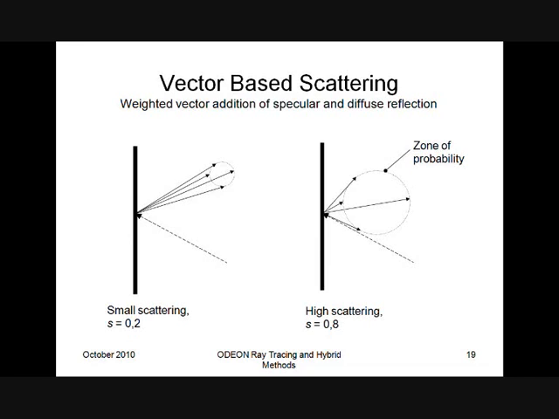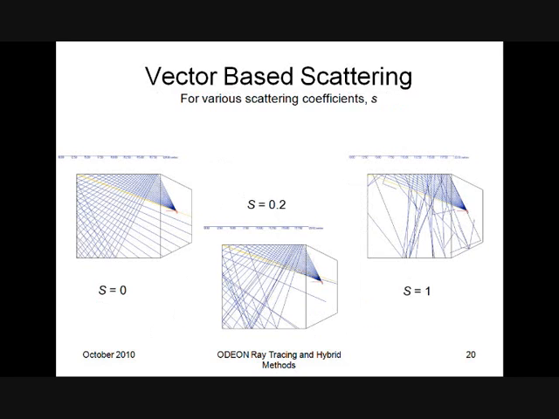The vectors representing the specular and the diffuse reflection are weighted according to the scattering coefficient of the surface and added to give the direction of the reflected ray. Thus, a small scattering coefficient, say 0.2, means only minor deviations from the direction of a specular reflection. The extreme scattering coefficients, 0 and 1, should not be used.